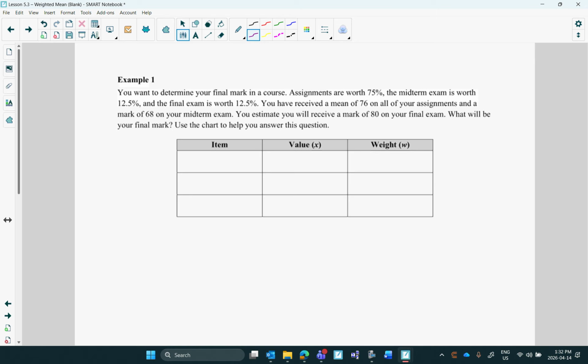So what are the items here? There are three of them: the assignments, the midterm, and the final. I'm going to skip the second column for now because I'm told the weights of each one. You don't have to change these to decimals; you could, and it would still work. But I can leave it as 75 for the assignments, 12.5 for the midterm, 12.5 for the final.